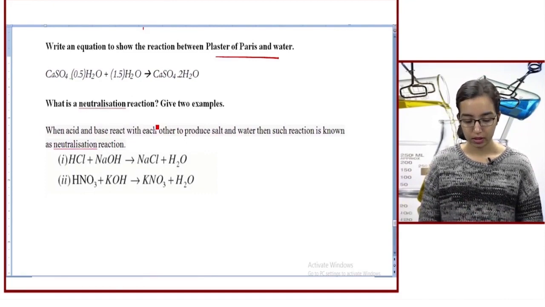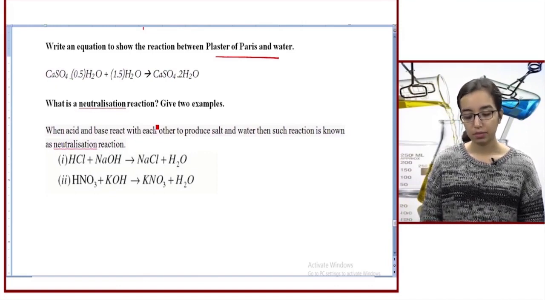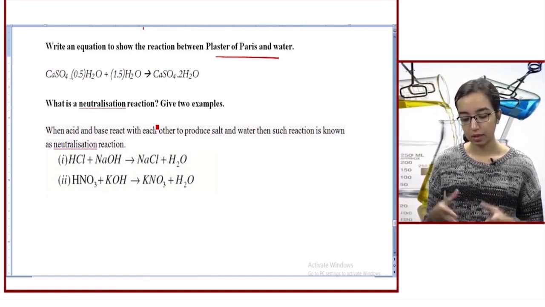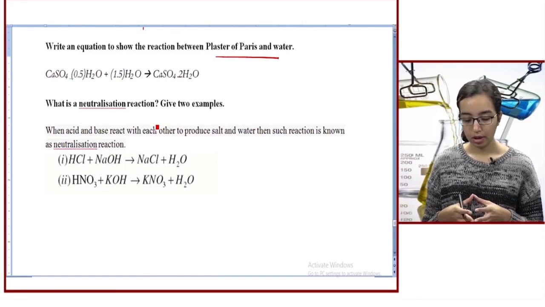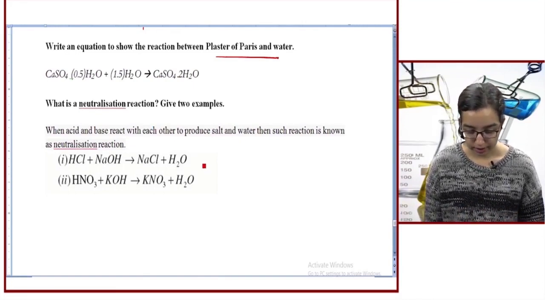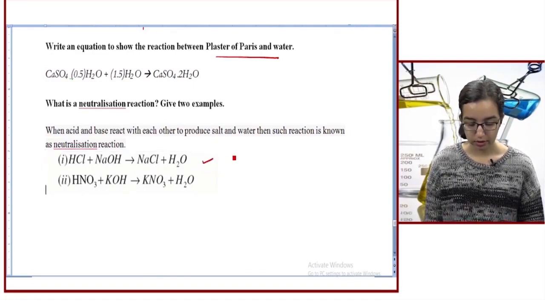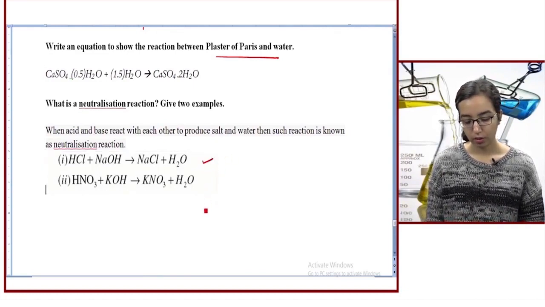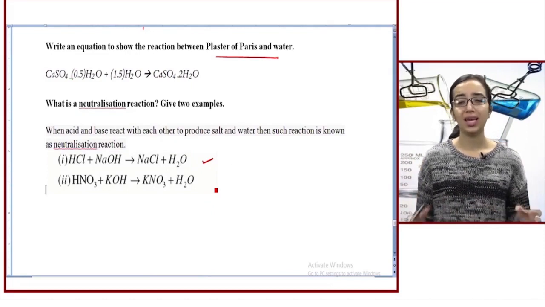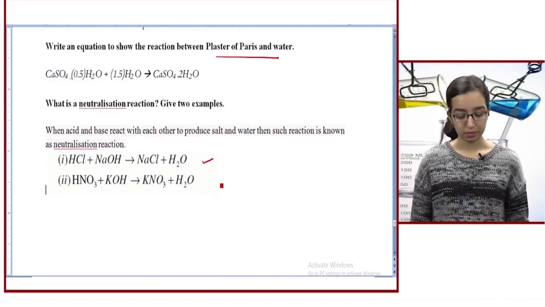The last question is what is a neutralization reaction? Give 2 examples. So it's a very simple format. When acid and base react with each other to form salt and water, then the reaction is called a neutralization reaction. The examples are HCl plus NaOH forms NaCl plus H2O. HNO3 plus KOH forms KNO3 plus H2O. You can write any acid and any base and give an example.